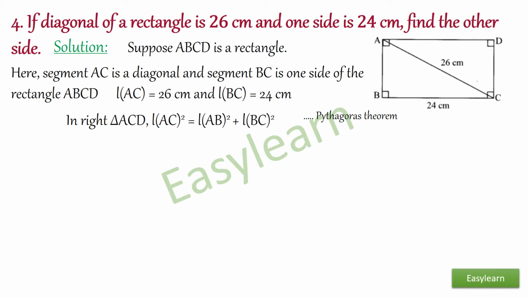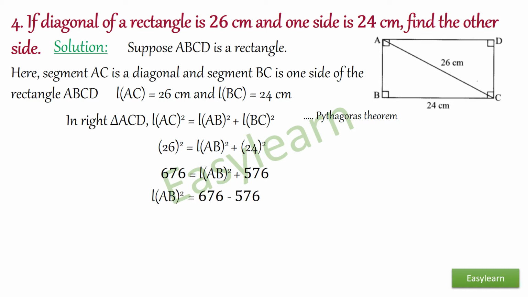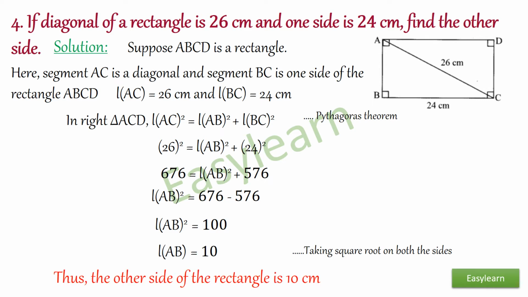AC is given 26. So 26 square is equal to length AB square plus 24 square. Now 26 square is 676, which is equal to length AB square plus 576, so length AB square is equal to 676 minus 576, that is 100. So length AB square is equal to 100. But we don't want AB square, we want only AB. So by taking square root on both the sides we get length AB is equal to 10. Therefore the other side of the rectangle is 10 centimeter.